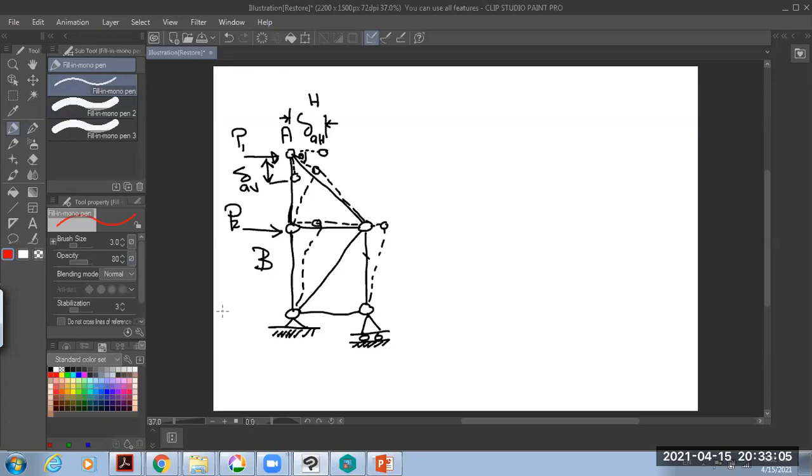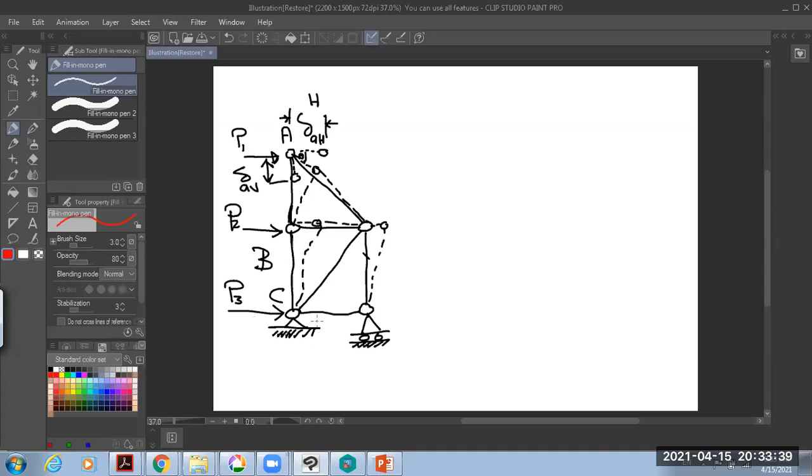Assume you have B3 applied on joint number C, and this joint is not free. It's not free. There can be no horizontal movement, no horizontal, no vertical, both, because the support will prevent any deflection in this joint. It will tie the joint.